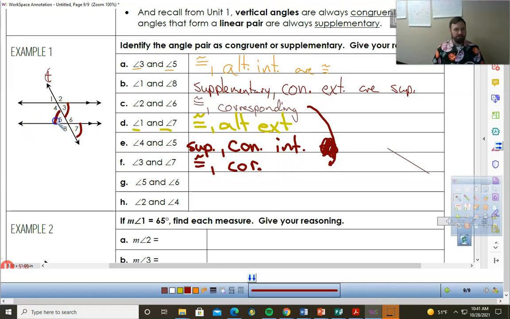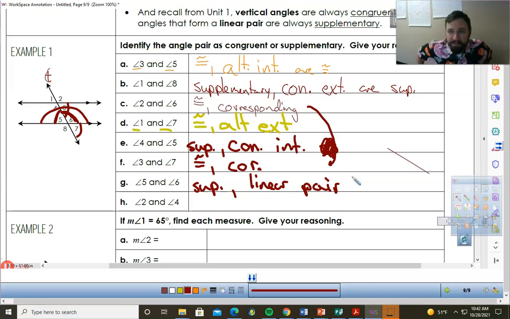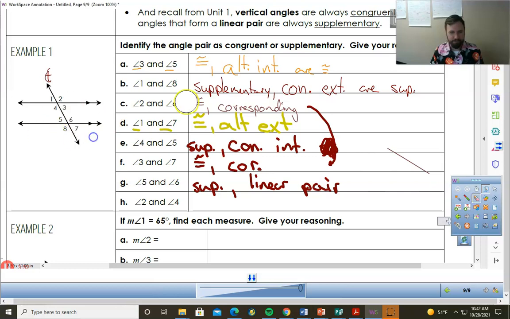5 and 6 now. They're on the same line. They form a linear pair. They form a line. If they form a line, they're supplementary because they're a linear pair. If two angles form a line, they add up to 180, and hence they are supplementary. And 2 and 4: 2 and 4 are vertical angles, and vertical angles are congruent.